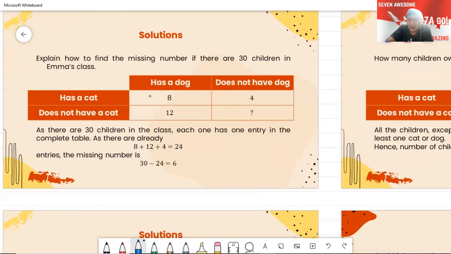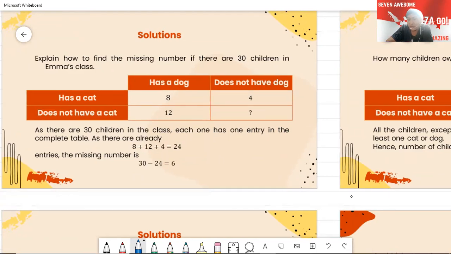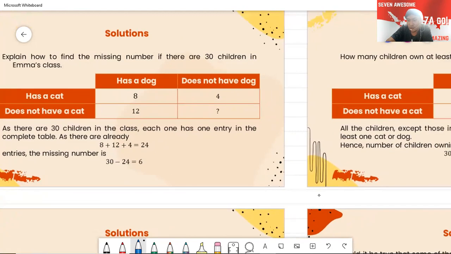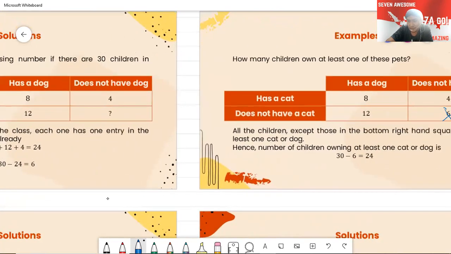Thus, there are 30 children in Emma's class. It means that each one has one entry in the complete table, as there are already 12, 8, and 4. So we find the sum of all of this. 8 plus 12 plus 4 equal to 24. Now the missing number, 30 minus 24. Easy for you.